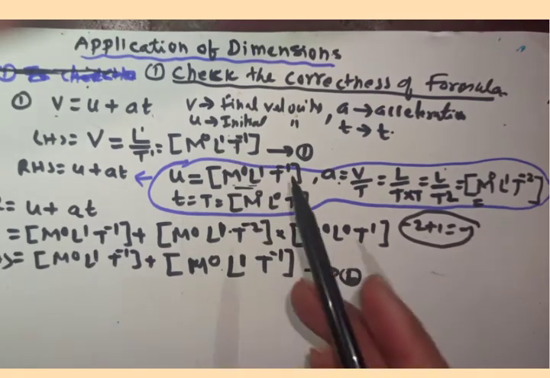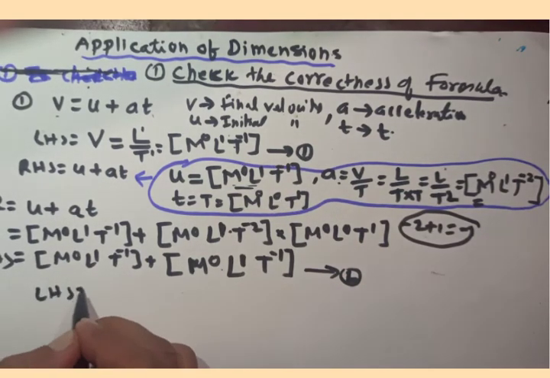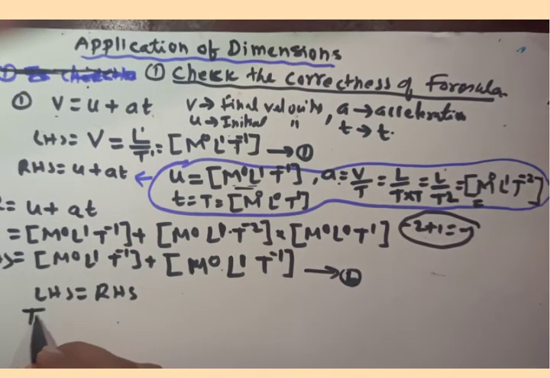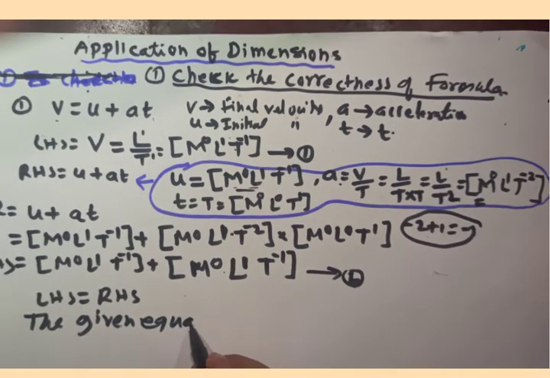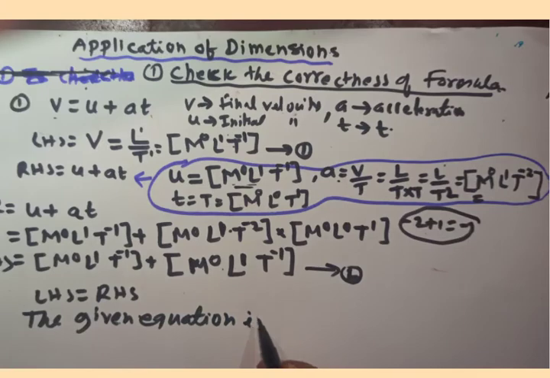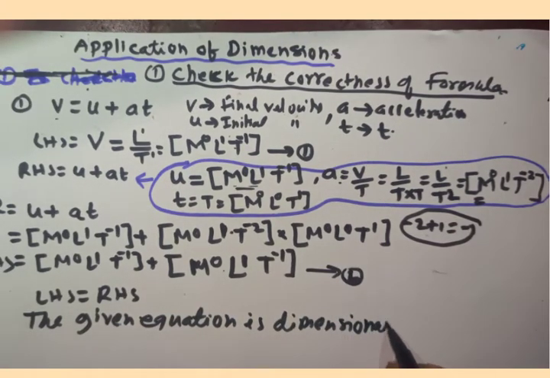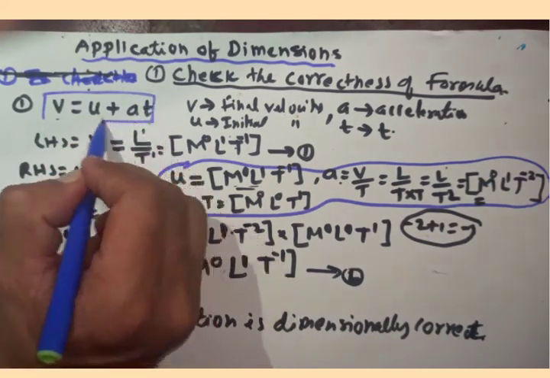So you see both left hand side and right hand side dimensions are perfectly matching, that is, left hand side is equal to right hand side. In such cases we'll say that the given equation is dimensionally, you have to use this word dimensionally, dimensionally correct. So this is how, using dimensions, we prove the correctness of a formula. So we have concluded that this is dimensionally correct.